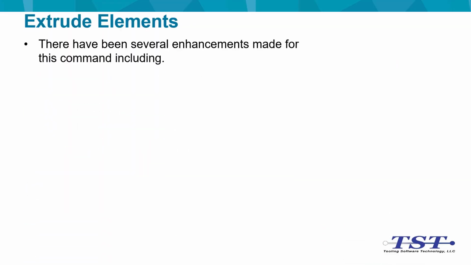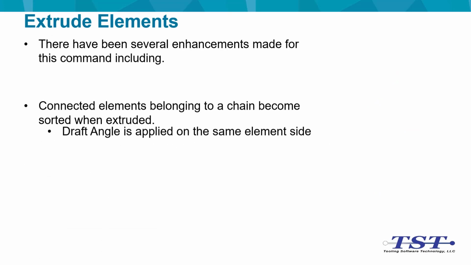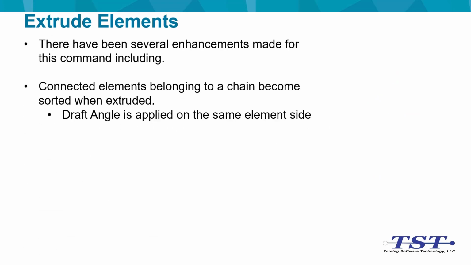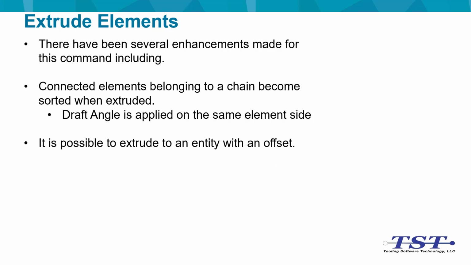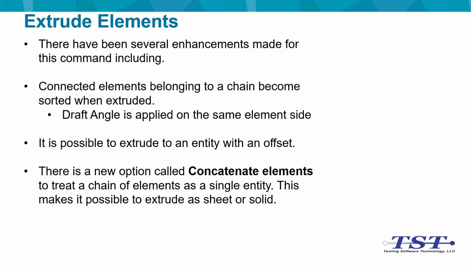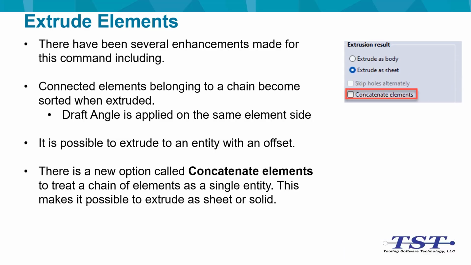Within extrude elements, this command has been improved with several enhancements. So you now have the ability to connect belonging edges by a chain. So for draft angles that are applied to the same element, you can also do that. It is also possible to extrude to an entity with an offset. So this option is called concatenate elements. So it treats the element like a single entity when you're doing your extrusion.